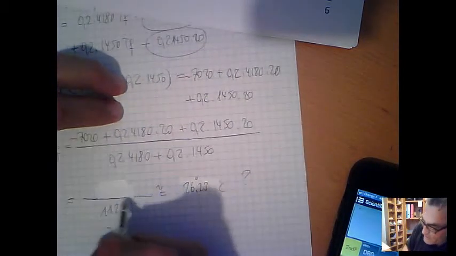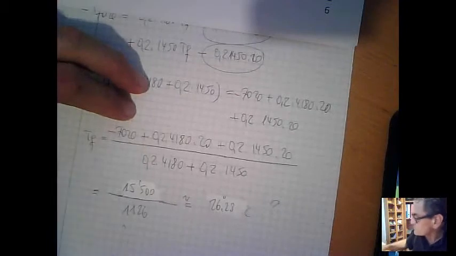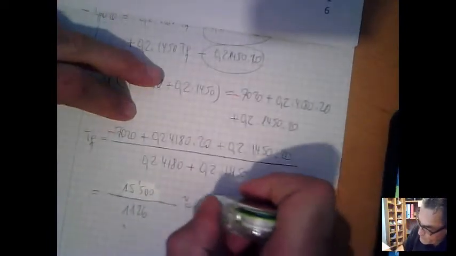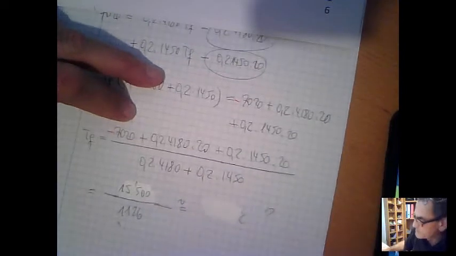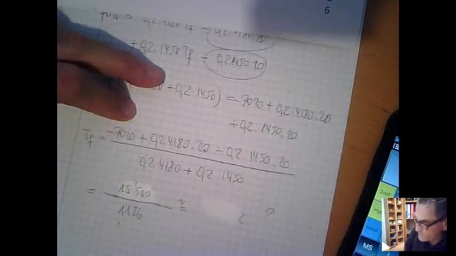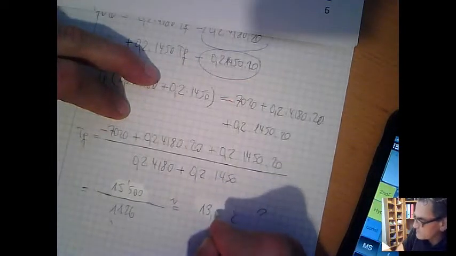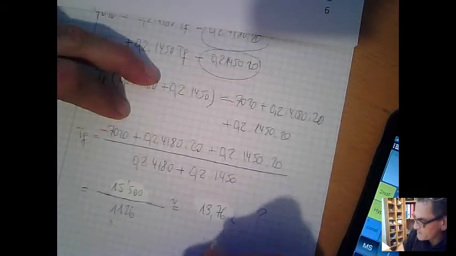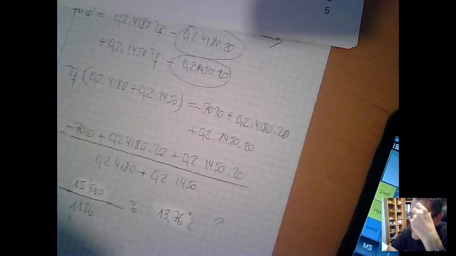So now it's 15,500, okay? And so the final temperature is going to be something like 14 degrees. 15,500 divided by 1,126, that's 13.76 degrees approximately. Okay, and that's much better.